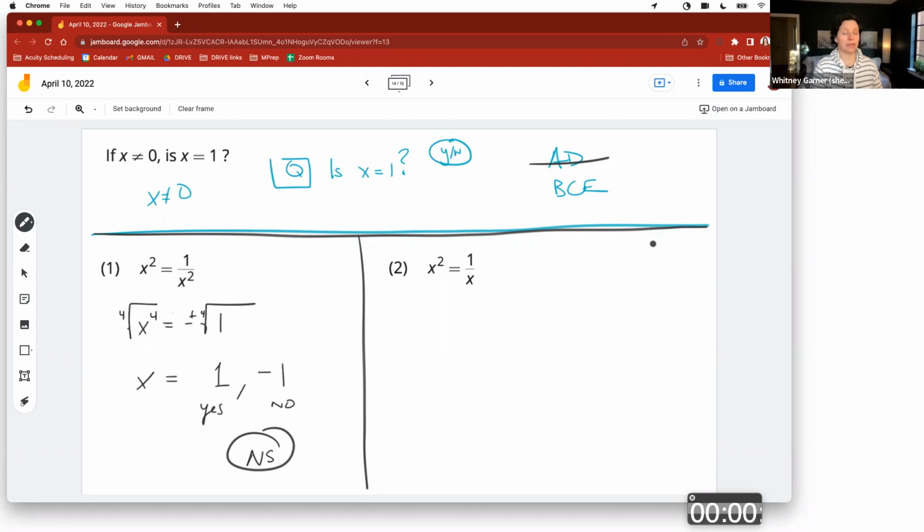I'll move to statement 2, and I'll do the same thing. So I'm going to multiply both sides by an x. So this is my rephrase in my statements. X cubed equals 1. This time I've got an odd power.